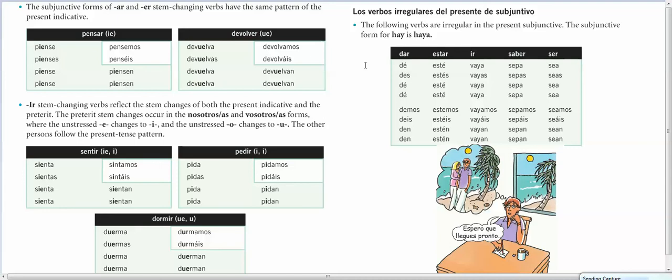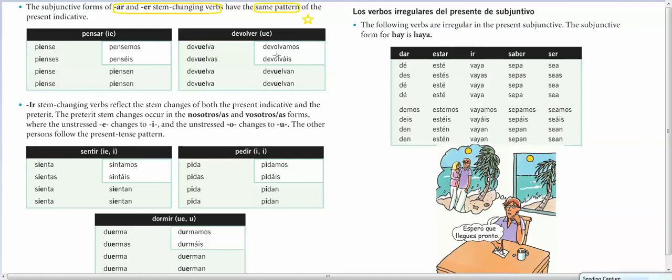Okay, so now we're actually going to go ahead and talk about stem changing verbs. So the first thing is a little bit easier. They go ahead and tell you that AR and ER stem changing verbs have the same pattern as the present indicative. Oh, I'm thinking present progressive here.